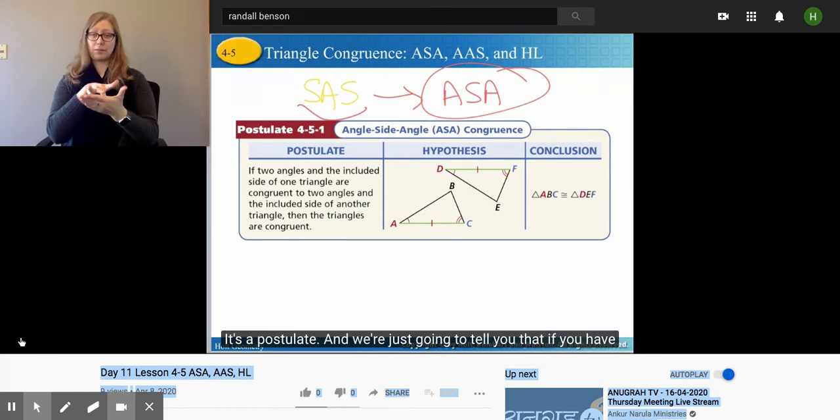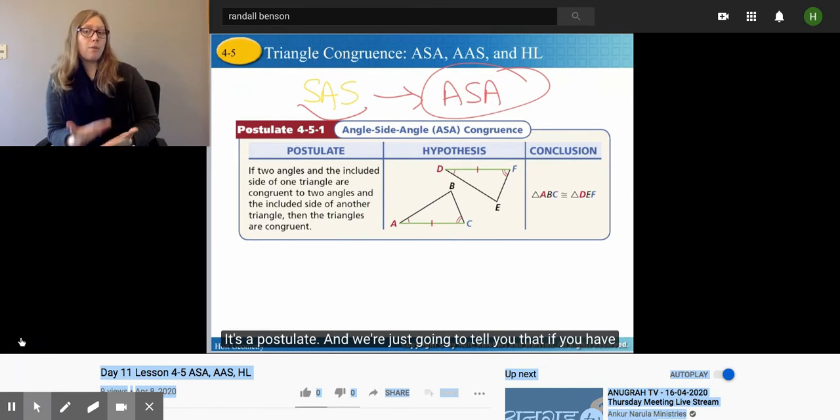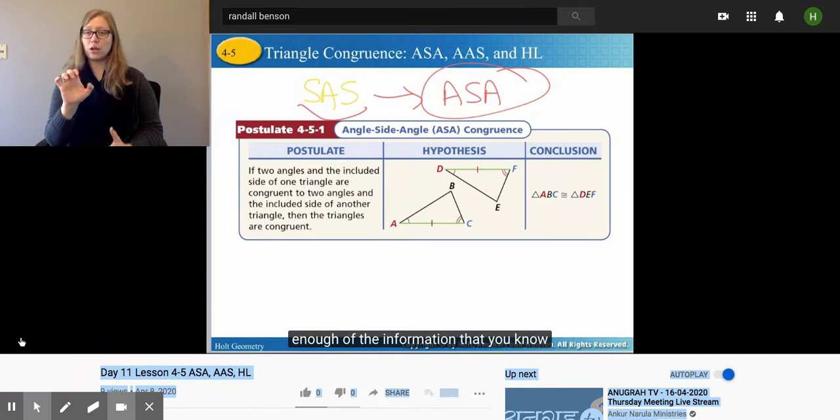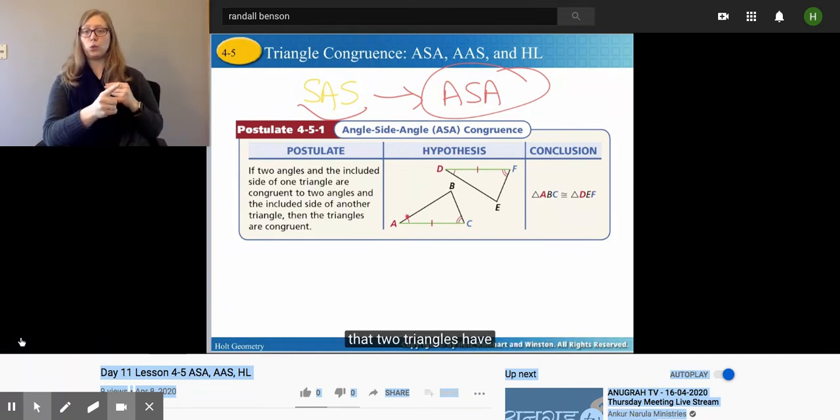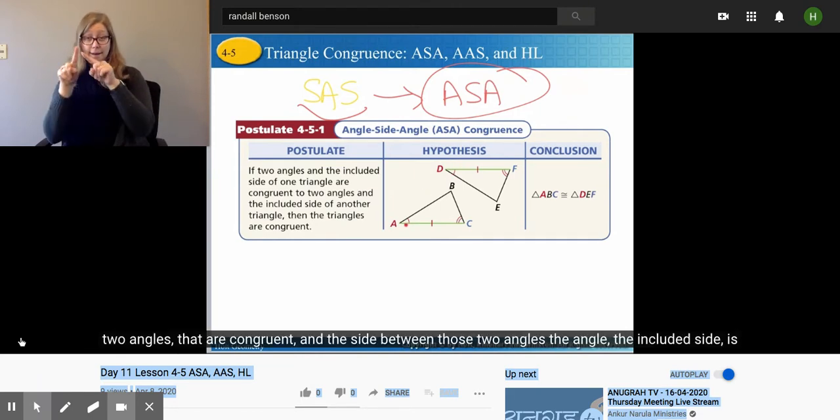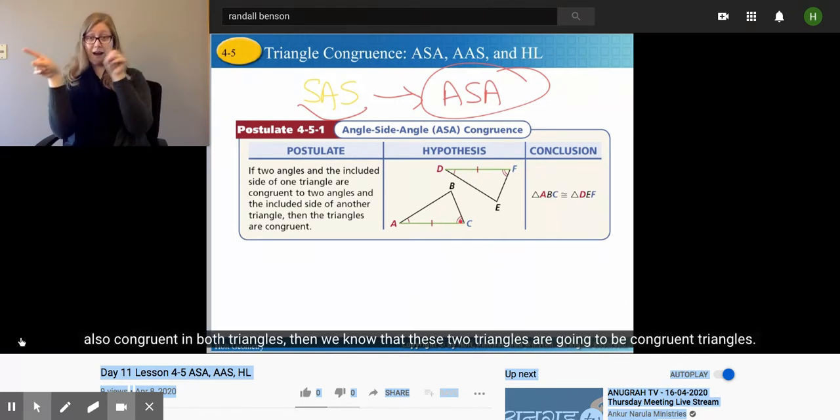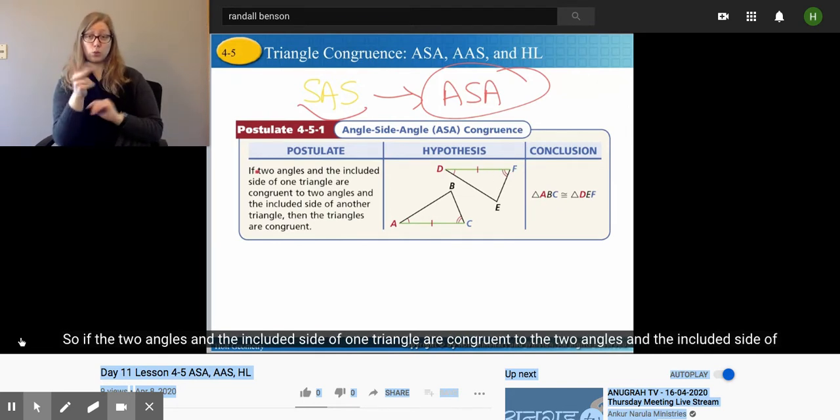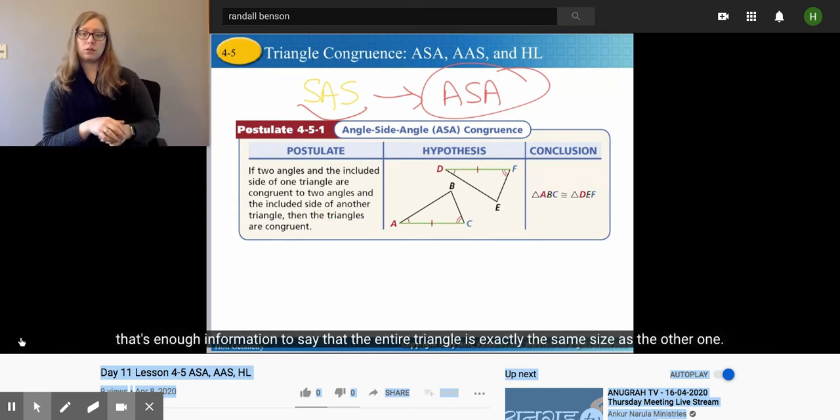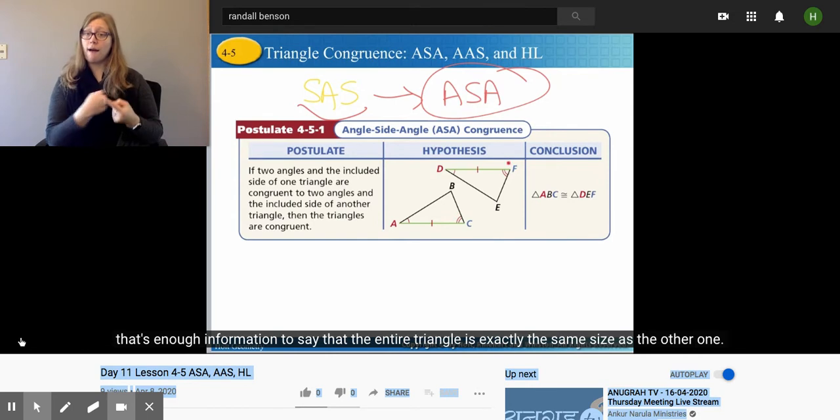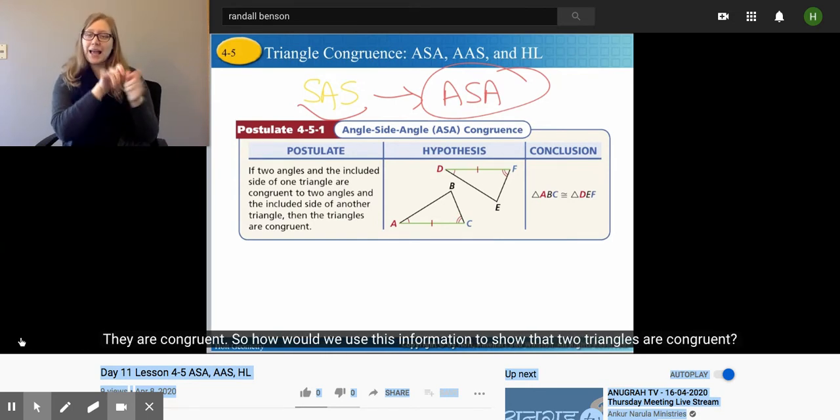It's a postulate, and we're just going to tell you that if you have enough information that you know that two triangles have two angles that are congruent, and the side between those two angles, the included side, is also congruent in both triangles, then we know that these two triangles are going to be congruent triangles. So if the two angles and the included side of one triangle are congruent to the two angles and the included side of another triangle, that's enough information to say that the entire triangle is exactly the same size as the other one. They are congruent.